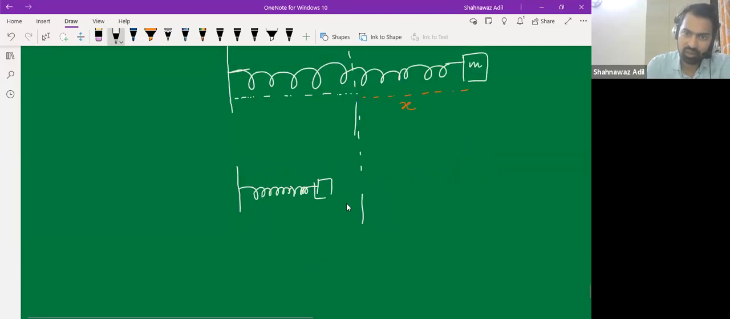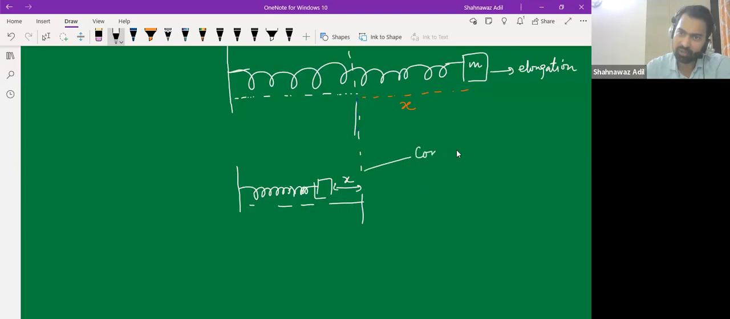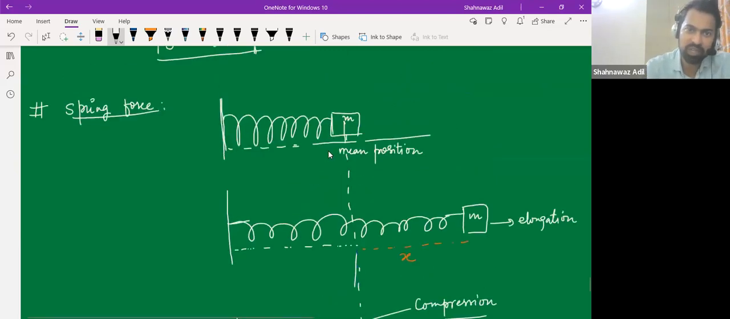Okay. And let's say it is compressed by this x distance. So this is called elongation, and this is compression. So there is this property of this spring to acquire its original position. So this is the best position that this spring has.